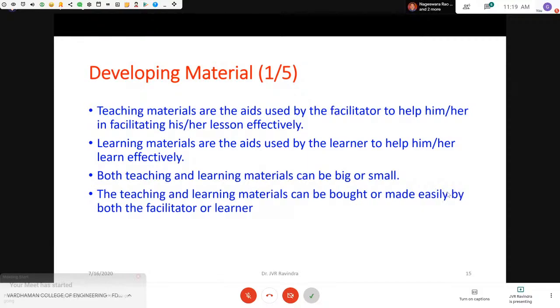After the class, you have to understand that students are expecting this. Some students have asked doubts here. So they are expecting some kind of learning material. Based on that, you have to prepare the learning material, take 3 days' time, and then give it to the students. Then they will learn from it. So teaching and learning materials can be bought or made easily by both the facilitator as well as the learner. That's what I'm saying.